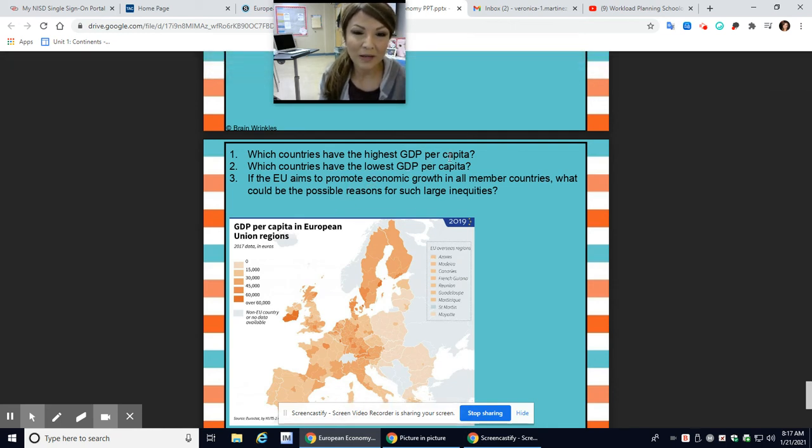Which countries have the highest GDP per capita? Which country has the lowest GDP per capita? If the EU aims to promote economic growth in all member countries, what could be the possible reasons for such large inequalities? Think about that.